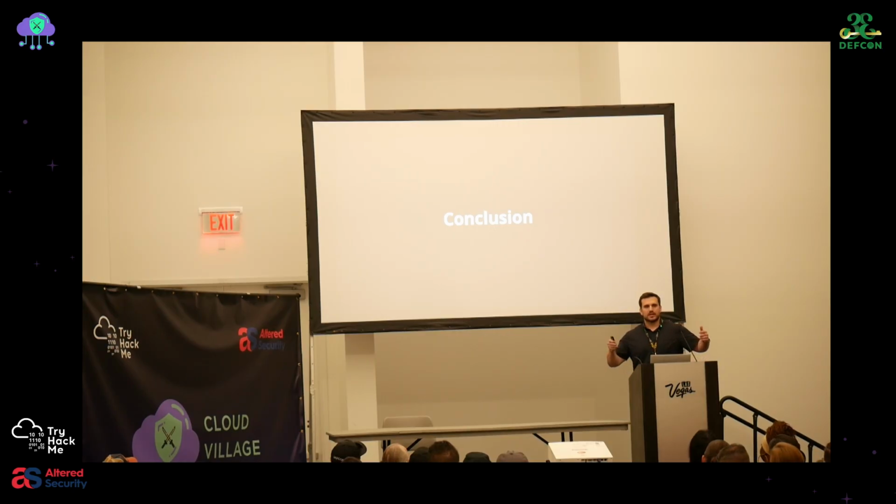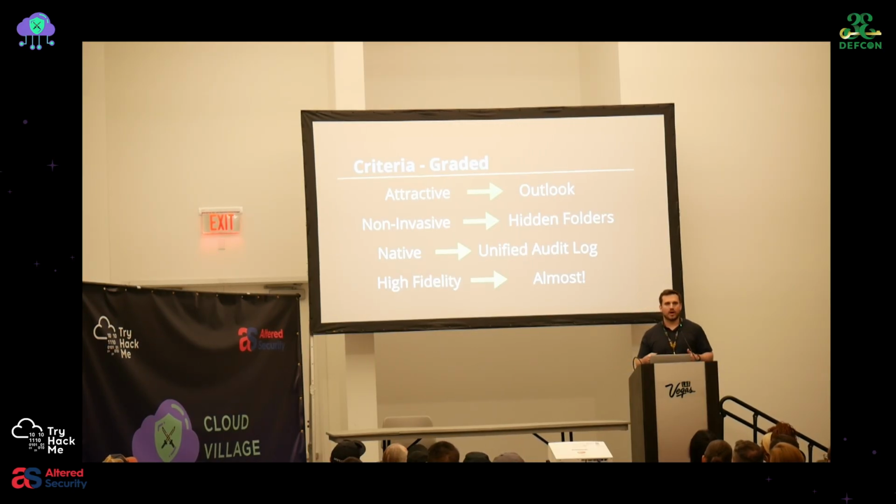So how did we do based on our definitions, right? Attractive, we decided on Outlook. I think it's pretty clear that if an attacker gets access and does some adversary-in-the-middle type attack, they're going to go through someone's email. Non-invasive, we're using hidden folders to abstract or hide that email away from the user to decrease the likelihood that they just accidentally find it.